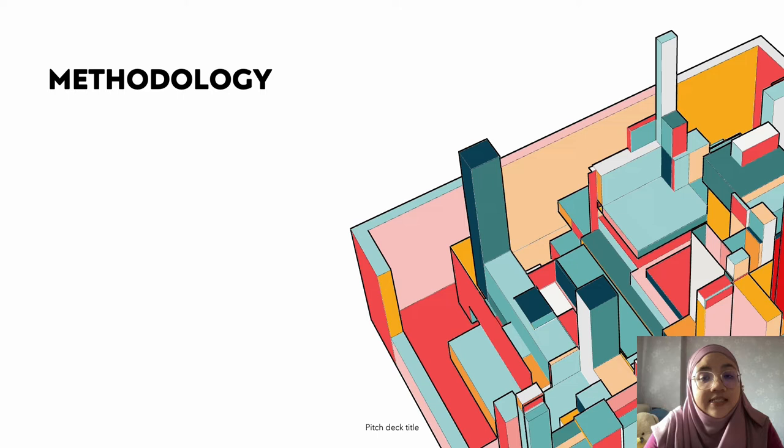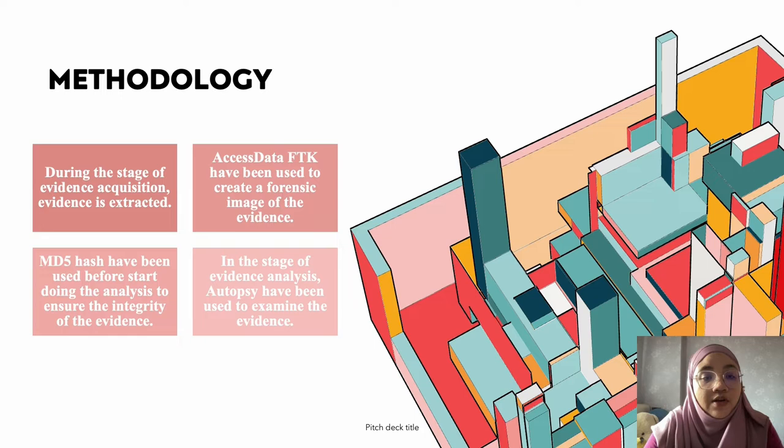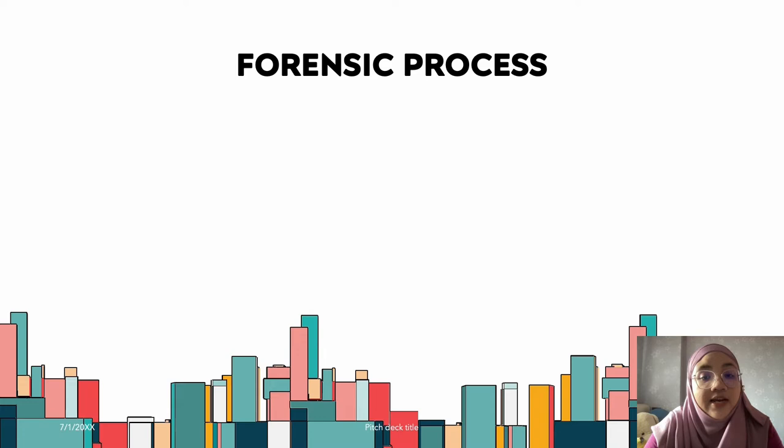Okay, next is the methodology that we use for this investigation. First, during the stage of evidence acquisition, evidence is extracted. This will be explained more in the next chapter. AccessData FTK has been used to create a forensic image of the evidence. Third, the MD5 hash has been used before starting the analysis to ensure the integrity of the evidence. And in the analysis stage, Autopsy is also used to investigate the evidence.